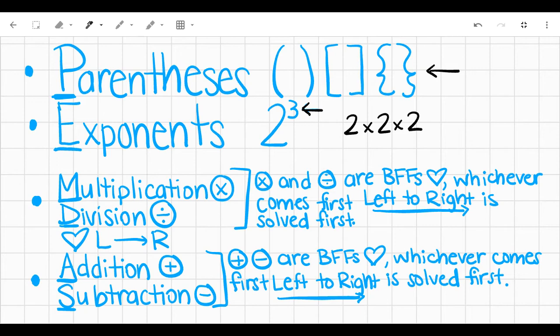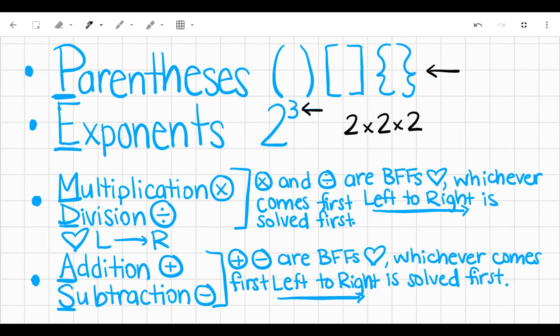The third step is multiplication and division. And you can see a heart below them with a left to right because we know that multiplication and division are BFFs. Whichever comes first, left to right, is solved first. So we want to make sure those are together. They're kind of buddies. The next step is addition and subtraction. And again, they're buddies. And so whichever comes first, left to right, is solved first.